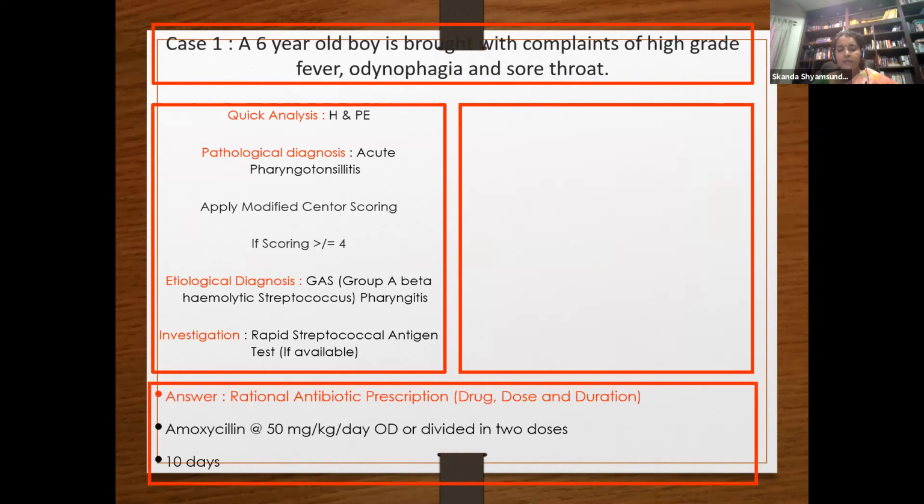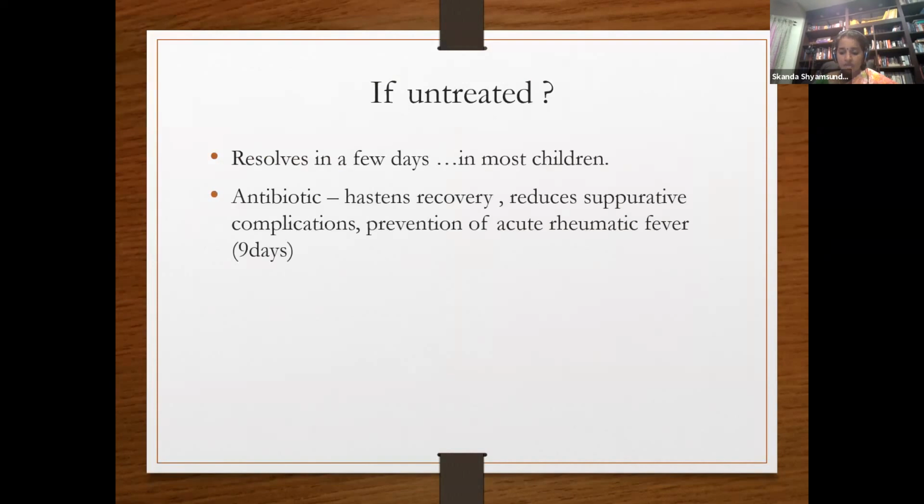Treatment is going to be amoxicillin oral 50 mg per kg per day for 10 days duration. Insist on their completing the course even after the child shows clinical improvement. What will happen if I don't treat an acute bacterial upper respiratory infection?